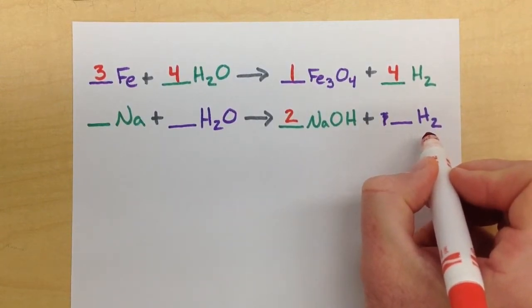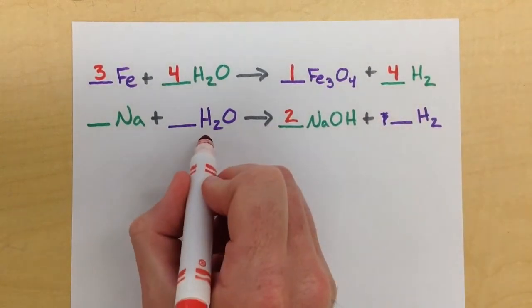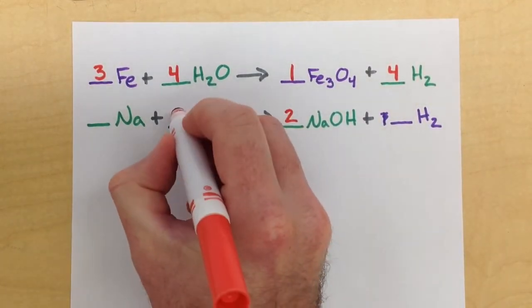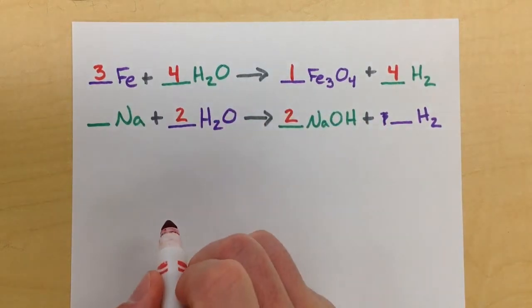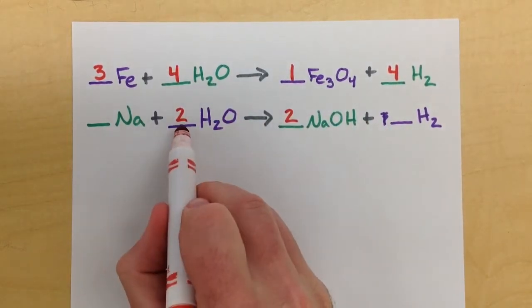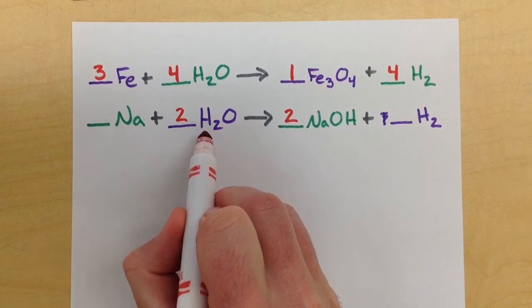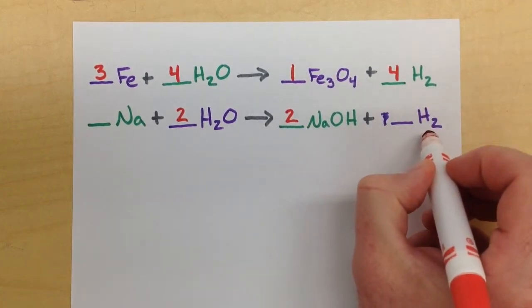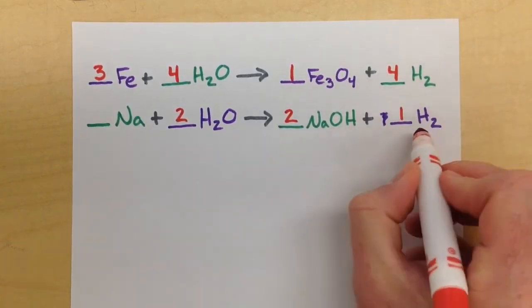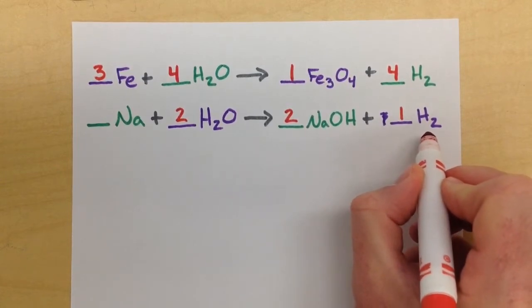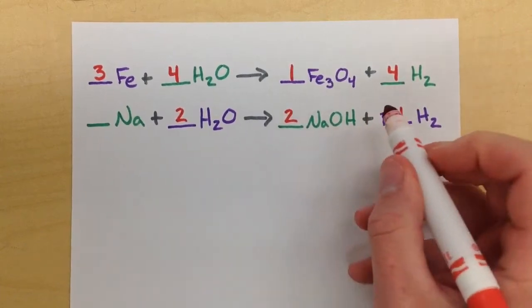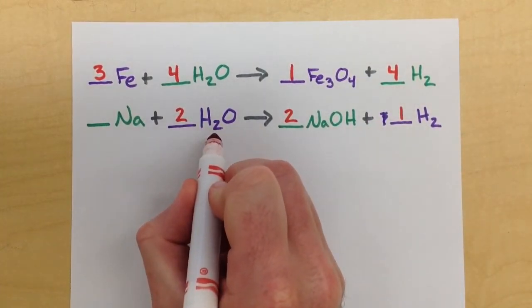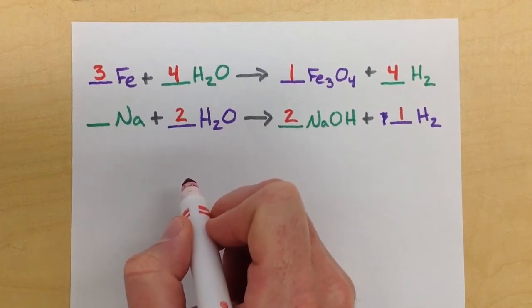That gives me a total of 4 hydrogens, which is what I'm looking for over here if I put 2 there. So let's take a look at this. 2 groups of H2, which is 4 hydrogens. If I put a 1 here, that gives me 2 hydrogens. So 4, 2, 4 hydrogens. Okay, so far so good, seems to work.